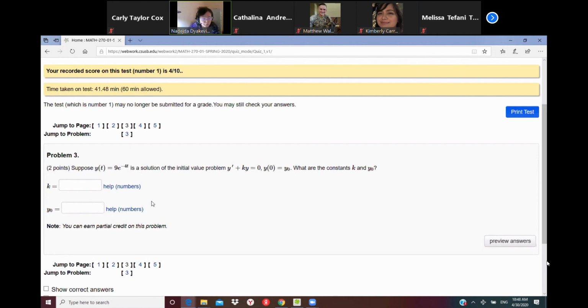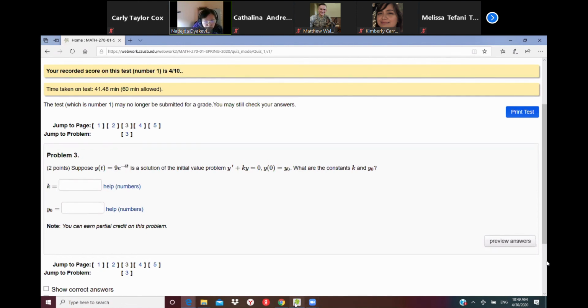So for number 3, we have y of t. We know it's a solution. So you can hear me, right? Yeah. Perfect, thank you. So this is the differential equation I'm copying right now on the paper. So the question is, what are the constants k and y sub 0?